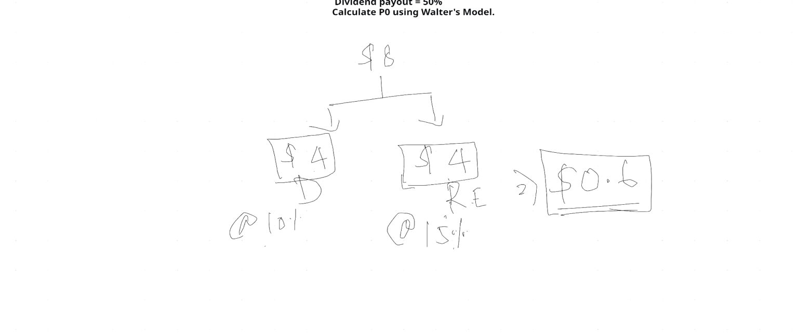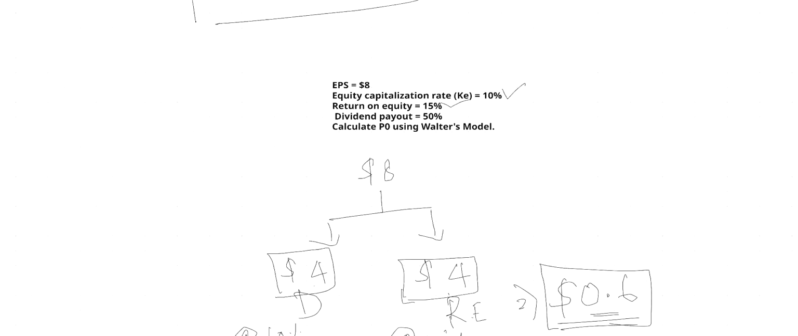If the shareholders also want to earn an income of $0.6 by investing some amount, what will be that amount? Again, I'm repeating, if shareholders also want to earn a return of $0.6, what is the amount that the shareholders need to invest at 10%? Right. So here, to put it simply, what is the equity capitalization rate, or the expected rate of return by the shareholders? 10%.